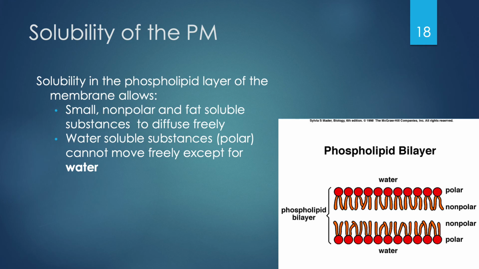And again, the phospholipid bilayer is going to allow some small, nonpolar, and fat-soluble substances to just diffuse freely right through the wall. They just walk through the wall like it doesn't even exist. And then there are water-soluble substances that are polar, and these can't move freely, with the exception of water. And again, remember, water comes through the aquaporins.